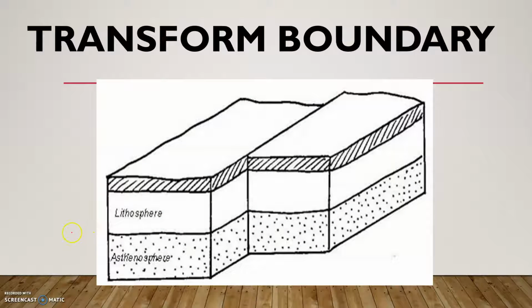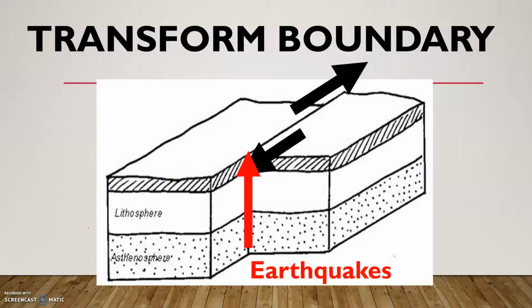Best way to remember this is by looking at a picture. So flip your paper over. You can see they slide past each other, moving in opposite directions, and they create earthquakes. Transform boundaries have one job: create earthquakes. Anytime they move, even the slightest motion, it does create an earthquake. The bigger the movement, the bigger the quake.